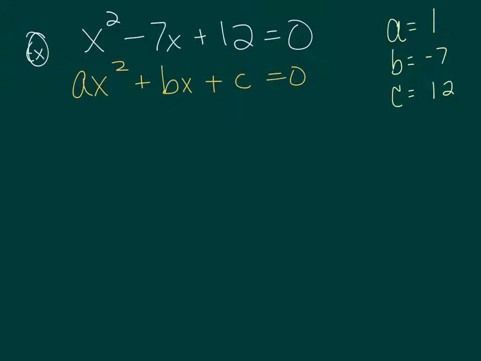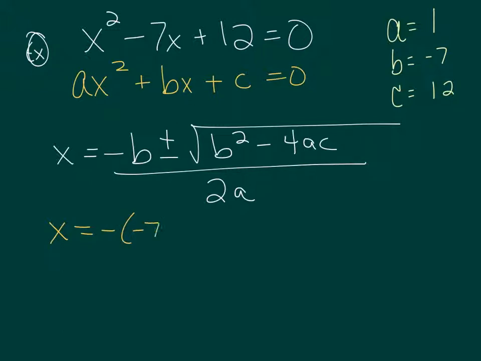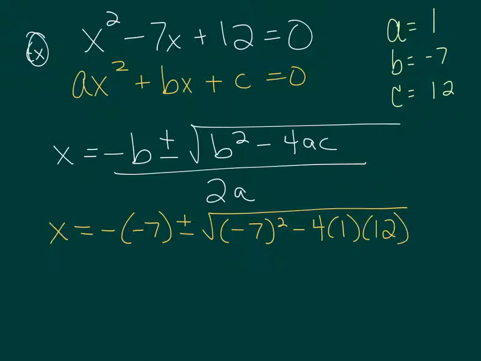As you know, today in class, I sang you the song. x equals negative b plus or minus square root b squared minus 4ac all over 2a. Again, you see that everything on top is divided by the 2a. So now I'm going to start plugging things in. I have x is equal to negative 7 plus or minus square root negative 7 squared minus 4 times 1 times 12 all over 2 times 1.